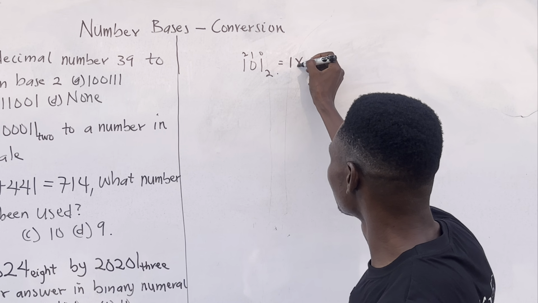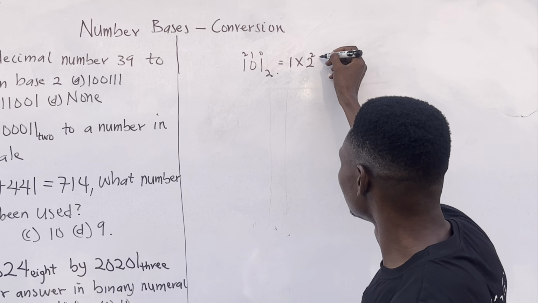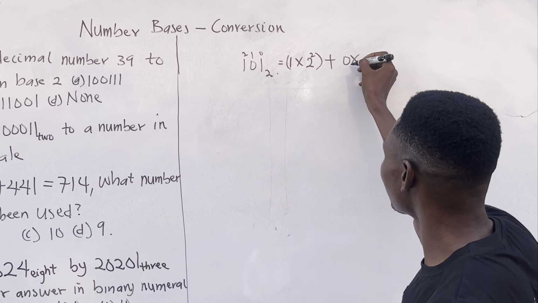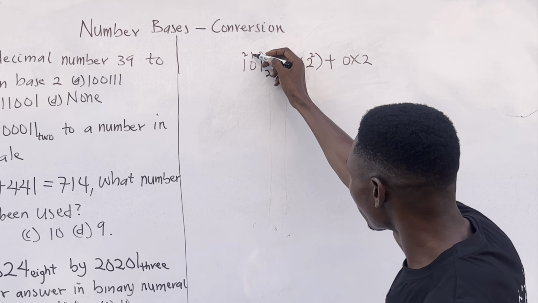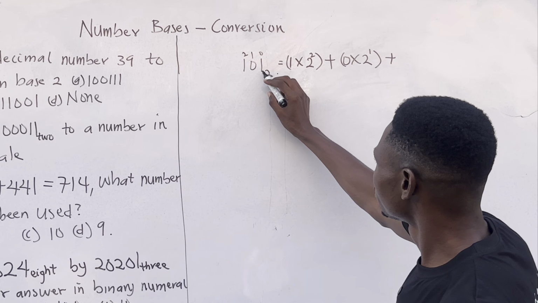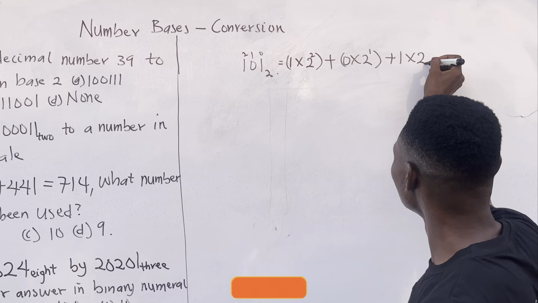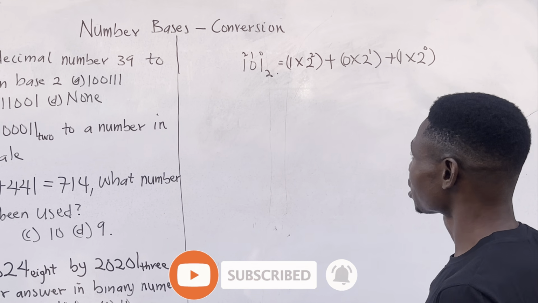So what we'll do is we'll take the first one. We'll have 1 multiplied by this base, which is 2, raised to the power, which is 2. Plus the second case, we'll have 0 multiplied by the base. In this case, it is 2, raised to power 1. Plus the third one, we have 1 again, multiplied by the base, which is 2, raised to power 0. So, and that's how we do it.